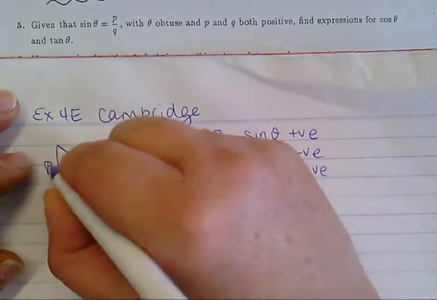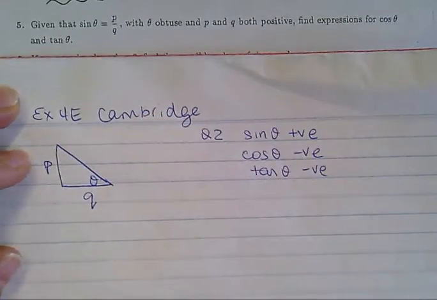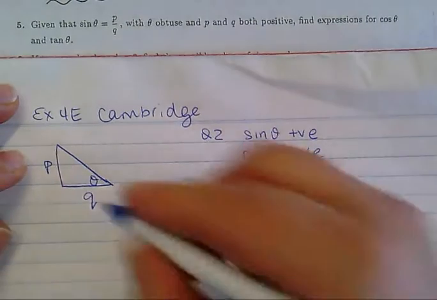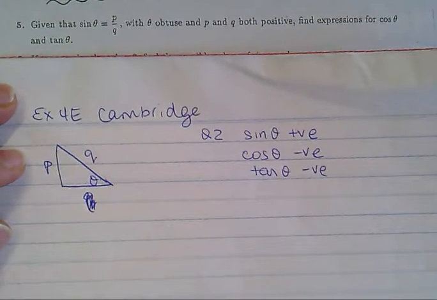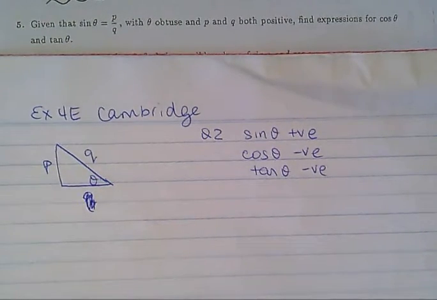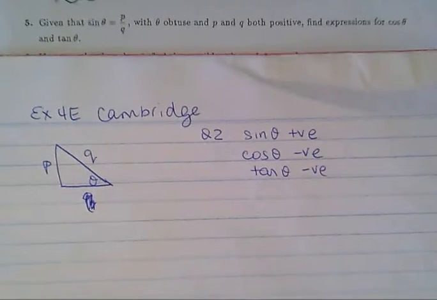Sine theta is P over Q. So what would you do next? Sine is opposite over hypotenuse. Be careful. So now what do we do? It's not hard, girls.